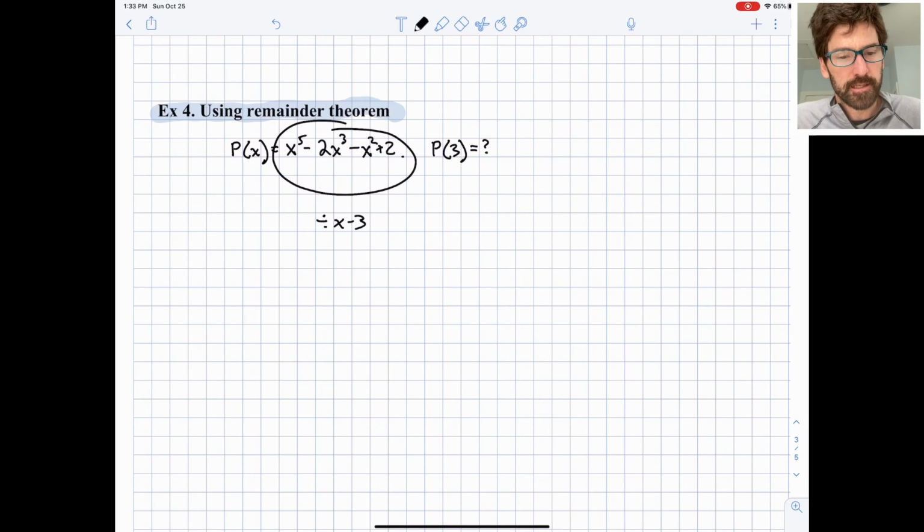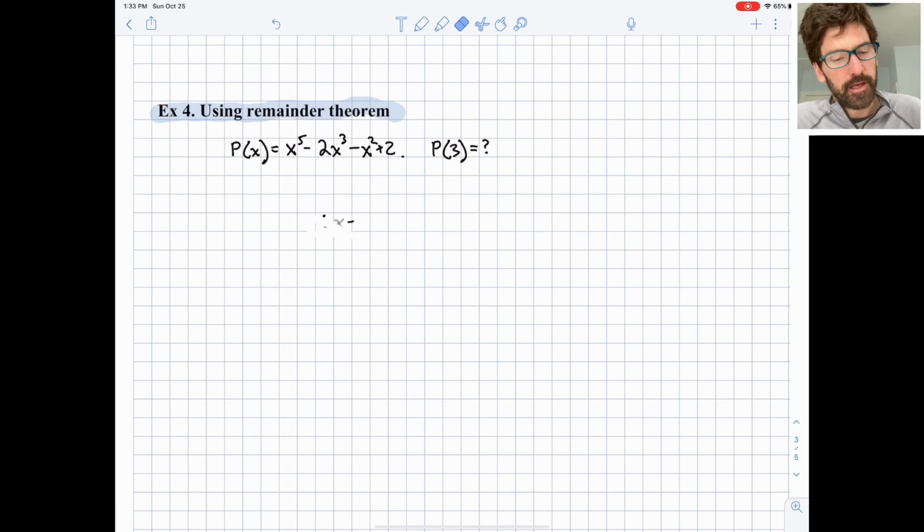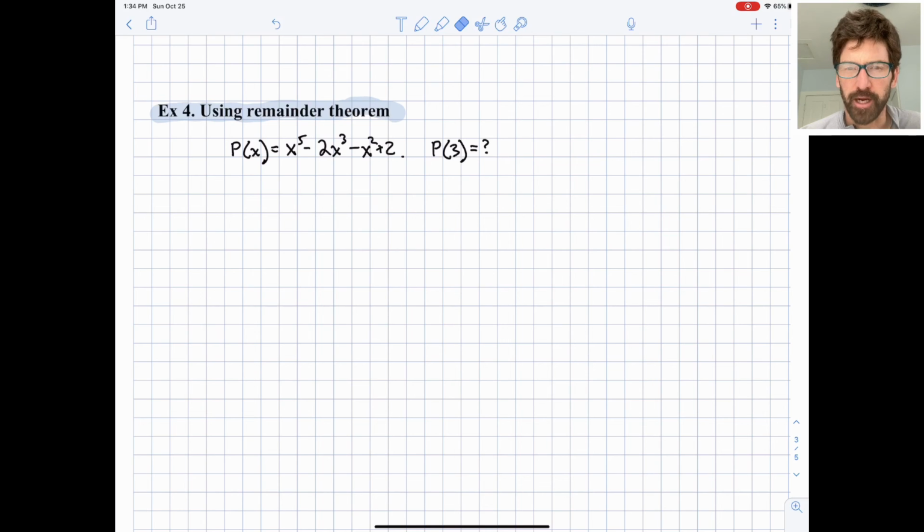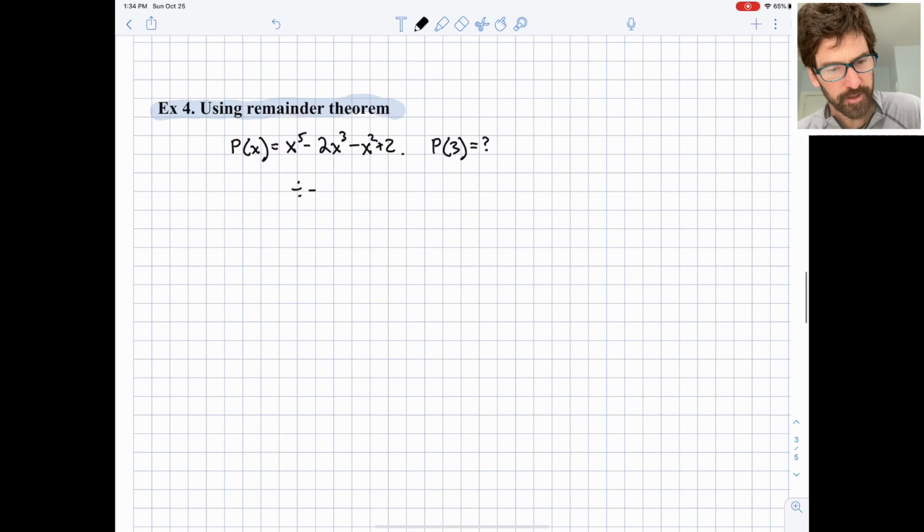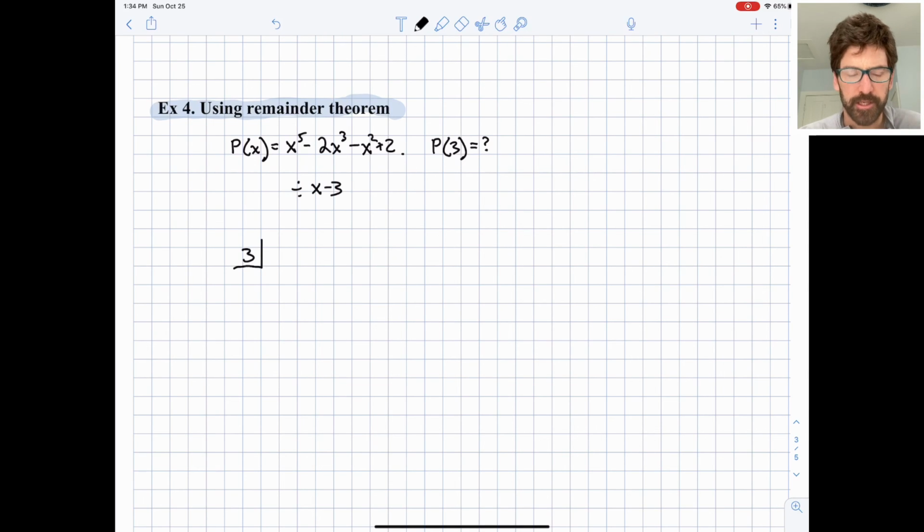In many cases, it would be more efficient, certainly quicker to simply plug in 3. But I hope you can imagine that this might be a way of perhaps programming a computer to evaluate a polynomial. It might be more efficient from a processing perspective. So let's set up our division. So we are really dividing, once again, by x minus 3. Okay, so we're going to flip the sign of that 3. Let's do some synthetic division here.